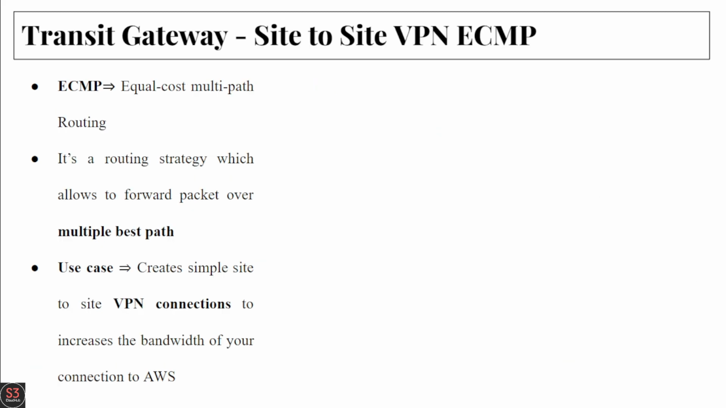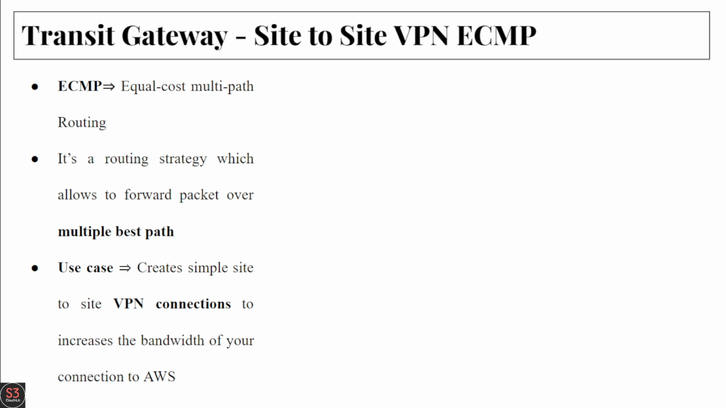Let's see one more feature of our transit gateway: how we can increase the bandwidth of our site-to-site VPN connection. Using ECMP, we can increase the bandwidth of our site-to-site VPN connections. So let's see what ECMP is. ECMP stands for equal cost multipath routing. It is a routing strategy which allows you to forward packets over multiple best paths. The use case is that we can create multiple site-to-site VPN connections to increase the bandwidth of our connection to AWS. Let's be more clear and see a scenario on it.